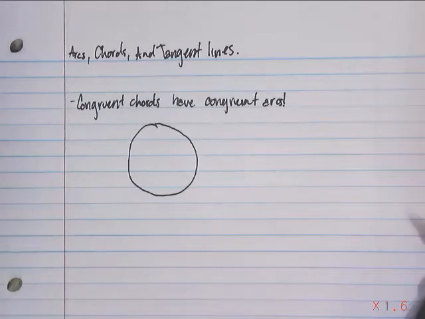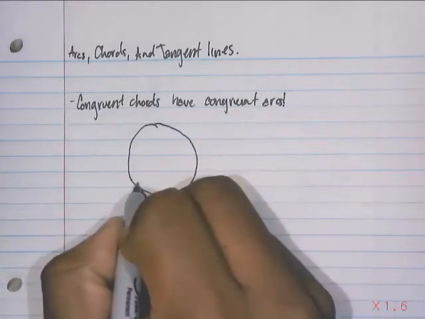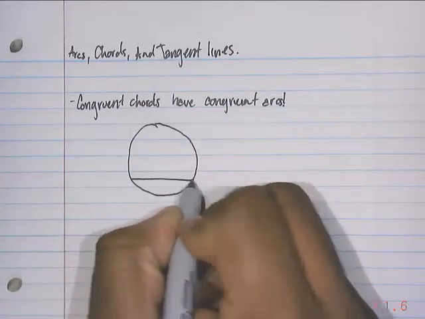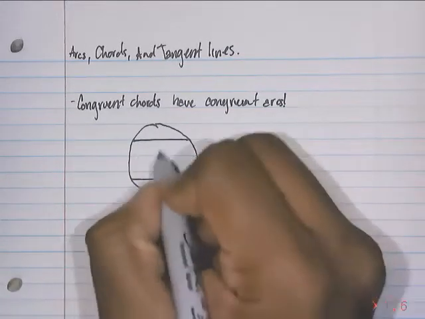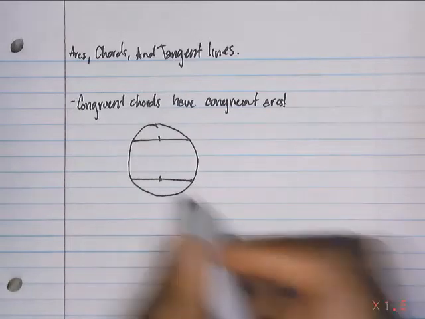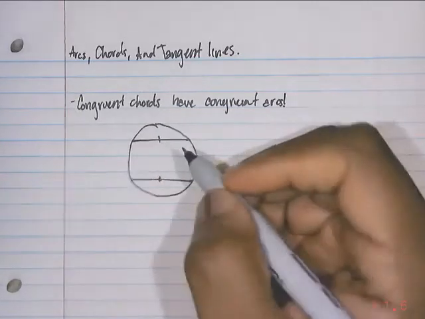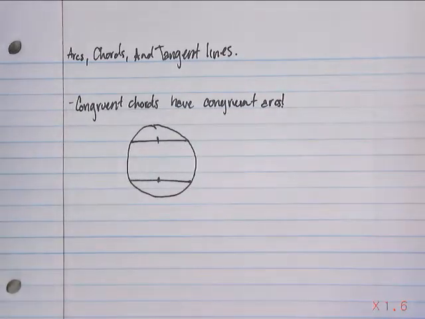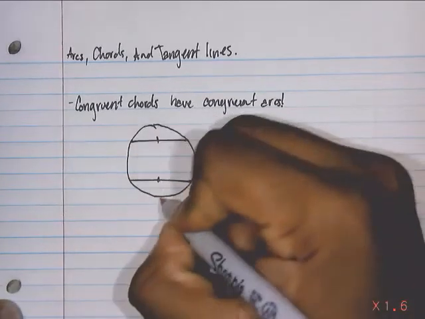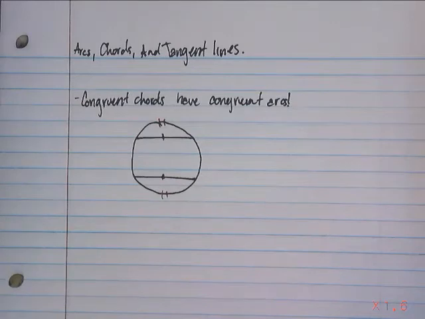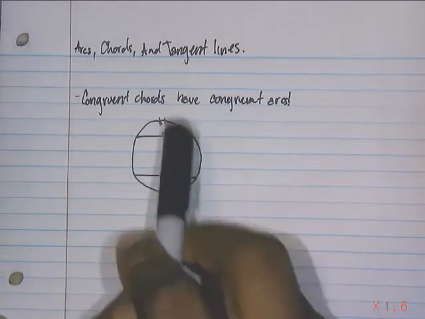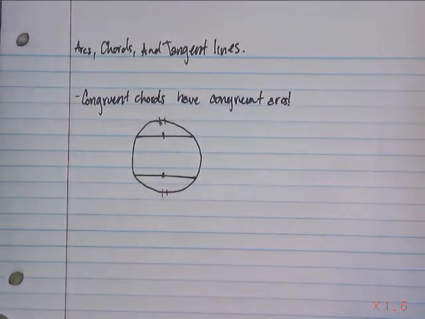What that tells us is this right here. This arc here. Nobody make fun of my circle. If I tell you that these two arcs are congruent in measure, that means these two chords are congruent in measure. Congruent chords have congruent arcs in measure. If these two chords are congruent, then these two arcs are congruent.